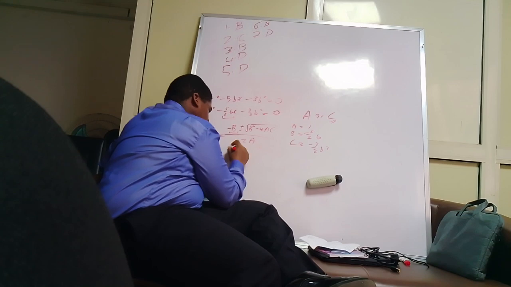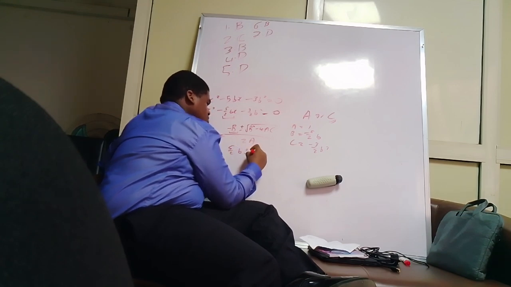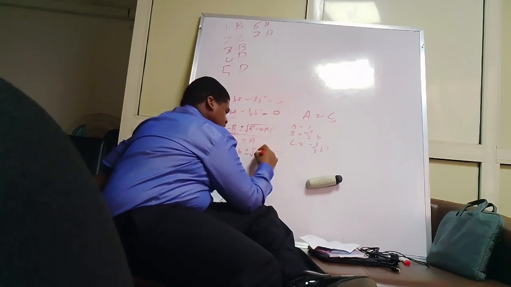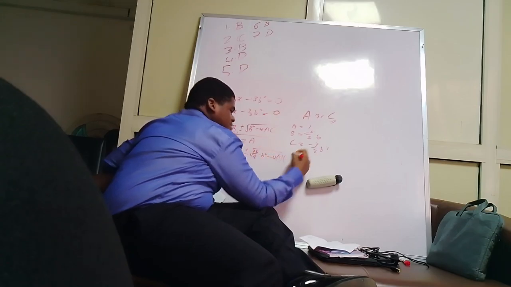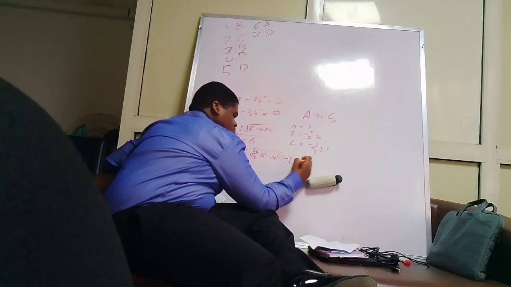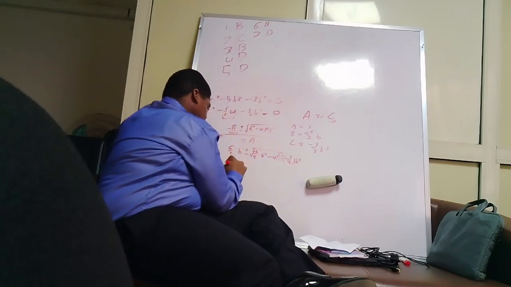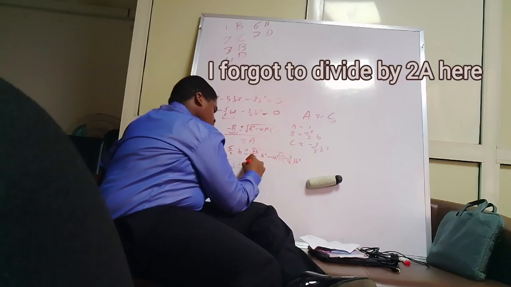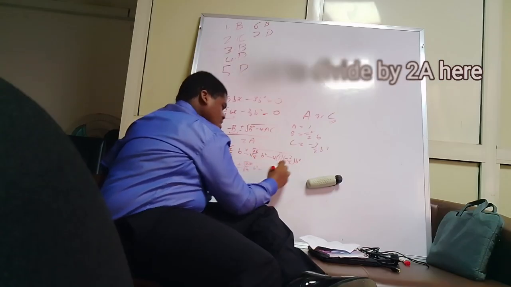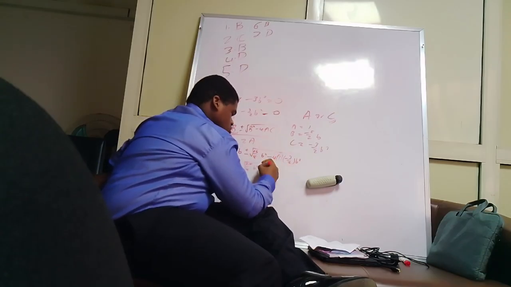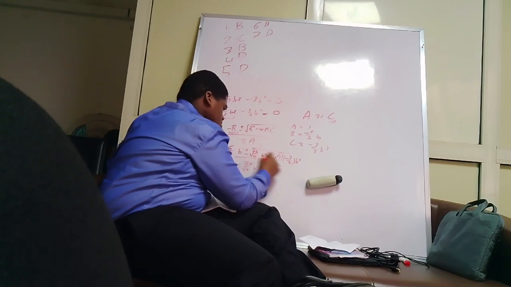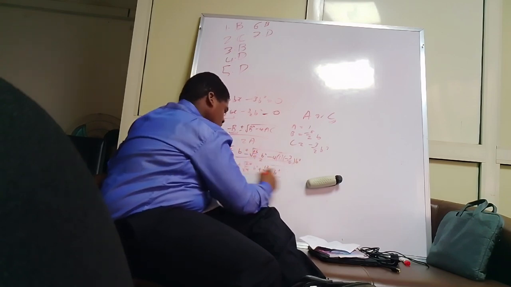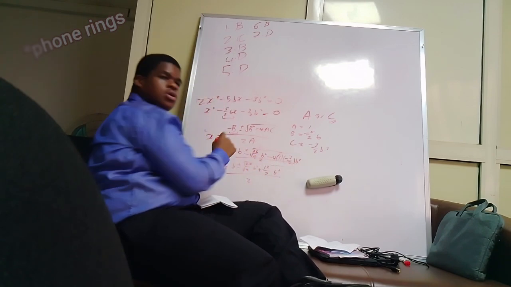We have minus B, which is 5 over 2b, plus minus the square root of B squared, which is 25 over 4b squared, minus 4 times 1 times minus 3 over 2b squared. That is 5 over 2b plus minus the square root of 25 over 4b squared minus 4 times minus 3, that's plus 12 over 2b squared. Sorry, all of that is divided by 2a. This is divided by 2, and this is divided by 2. Hold on.